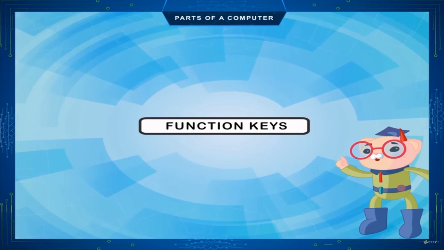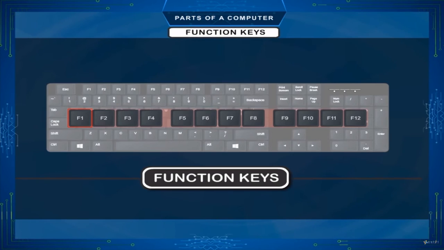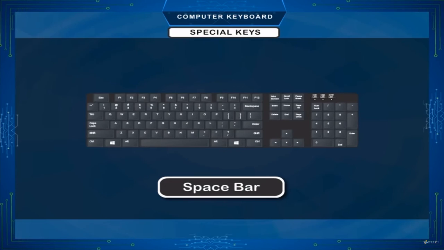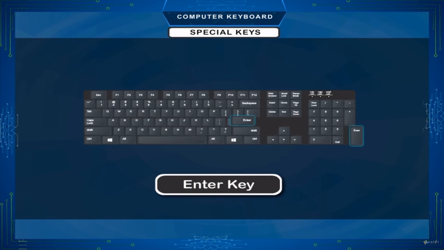Function keys. These keys are used for different functions in different programs. These are found at the top of the keyboard. Special keys. Spacebar. This key is the longest key on the keyboard. It is used to give space between two words. Enter key. This key is used to move to the next line.